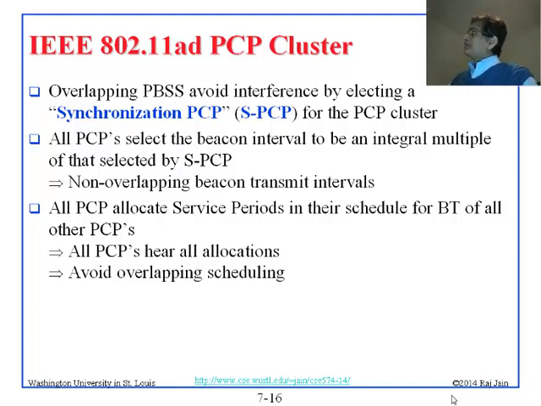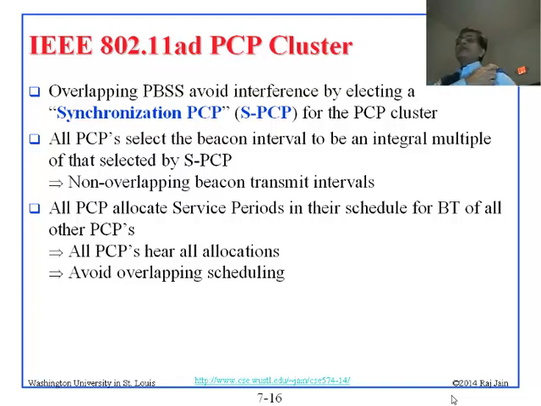So all PCPs select the beacon interval to be an integral multiple of that selected by SPCP. So that is one thing: suppose SPCP decided that my interval is 10 milliseconds, then everybody has to select a multiple of 10 milliseconds. So I am going to send a beacon every 10 milliseconds, and I am the SPCP. Then you could decide 20, you could decide 30, you could decide 40, you could decide 10. Any multiple of 10.